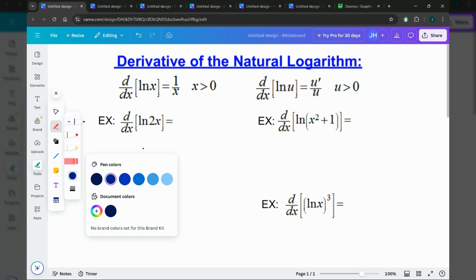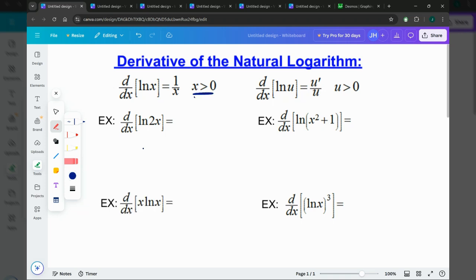We're going to talk about derivatives of the natural logarithm today. And one thing to remember about logarithms, the domain has to be greater than 0. So keep that in mind. X values here, whatever's inside the logarithm, has to be greater than 0.